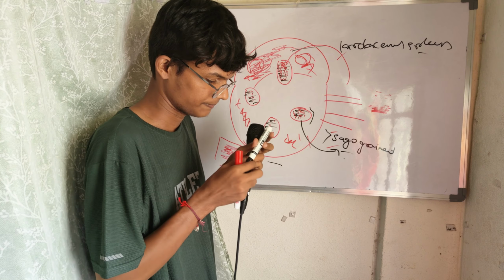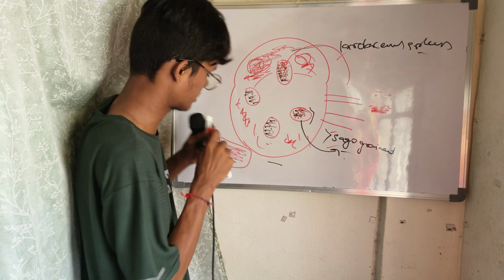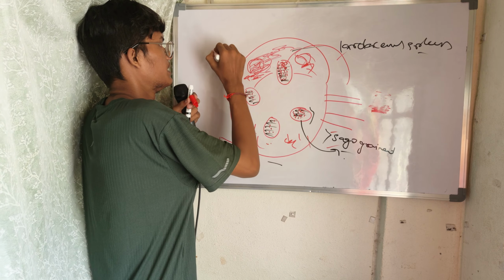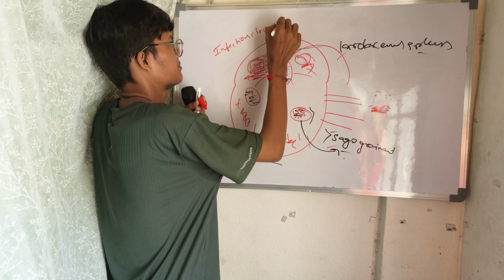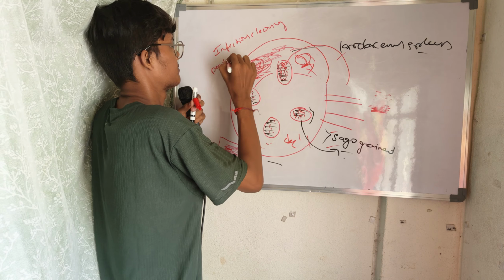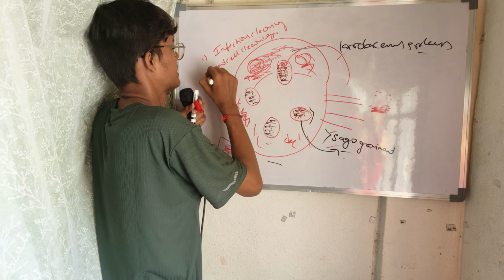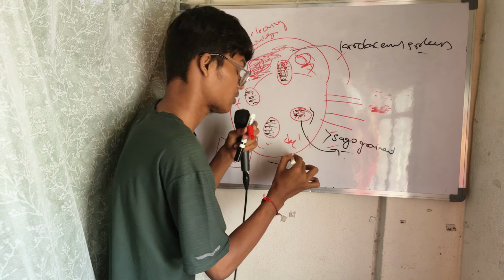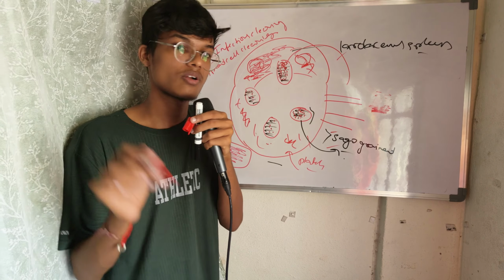What happens is, the normal functions like infections clearing, dead cell clearing, like RBCs, and the spleen also stores platelets. Its function also will be lost.